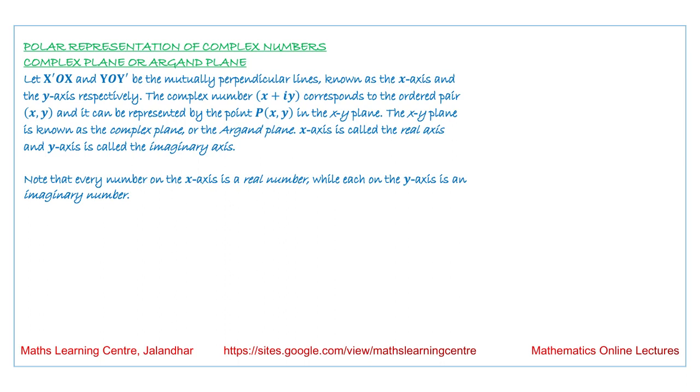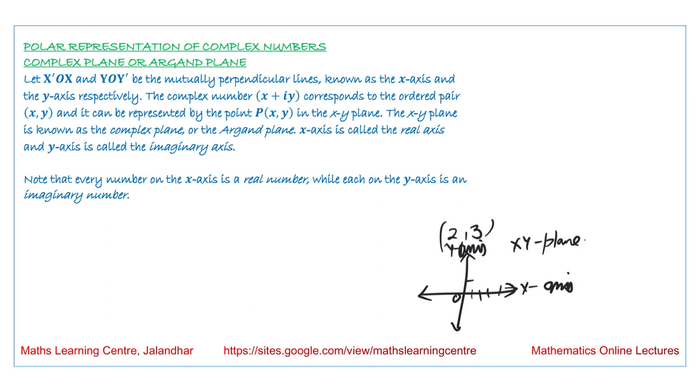As we have already studied in our previous classes the coordinate system, we know that if we have a point, say (2, 3), we can represent that point using the x-axis and the y-axis. This is the x-axis, this is the y-axis, and this is called the xy plane. This point is the origin O. Then we mark the points and correspondingly we mark the point P (2, 3). So this is the representation of the point (2, 3).